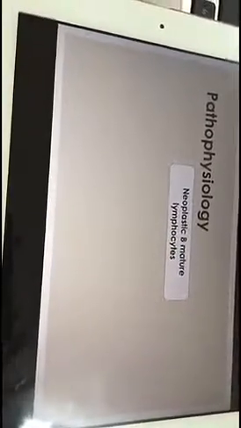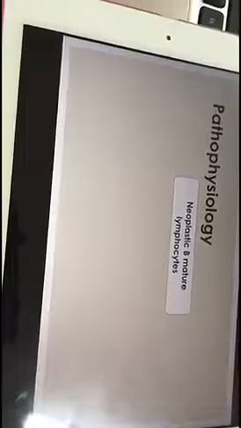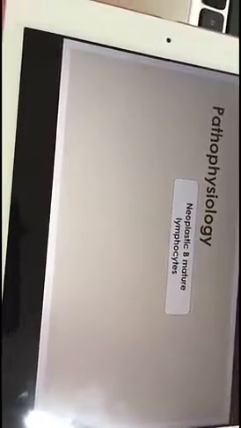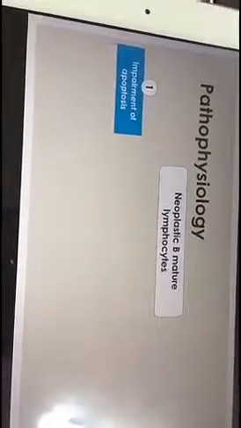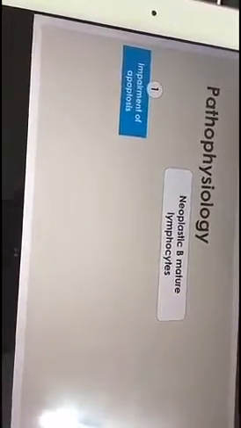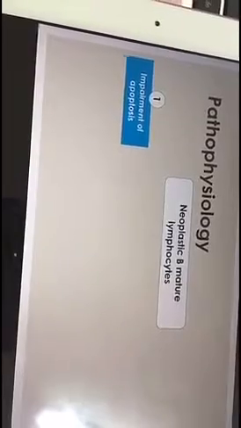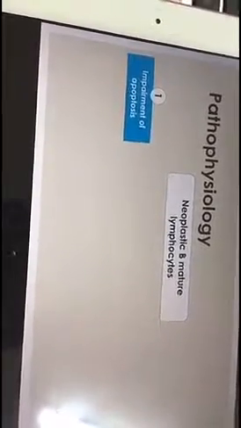B lymphocytes عندها ثلاث خصائص. أول شيء تعمل impairment for apoptosis by increasing the expression of BCL2. BCL2 هذا بروتين يمنع الأبوبتوسيس، فهي كأنها تعمل escape from the immune recognition.